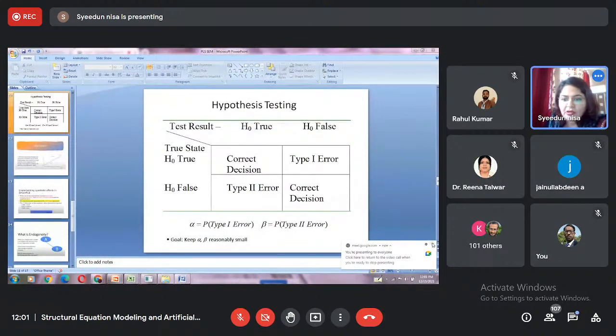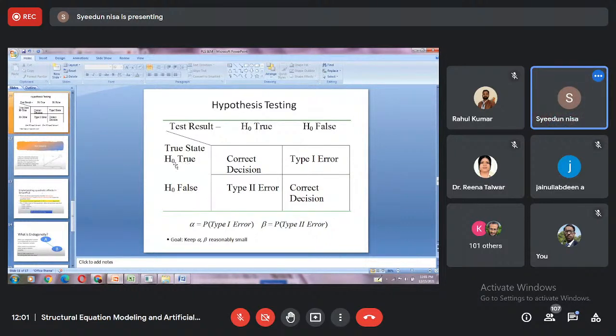So, type 1: when you design a hypothesis, and the null hypothesis is true, and when you conduct a test and your test also says that your null hypothesis is true, then you take a correct decision.